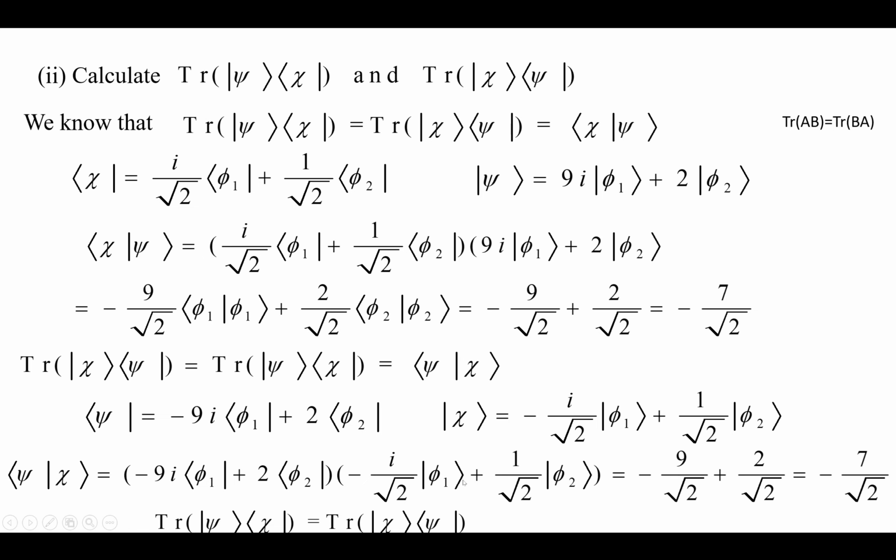As we discussed just now, only the terms phi 1 and phi 1 will play a role, and similarly phi 2 and phi 2 will play a role, not phi 1 and phi 2 or phi 2 phi 1, because we are talking about only the trace of a matrix. So accordingly we will get minus 9 by root 2 plus 2 by root 2, which is equal to minus 7 by root 2. So we can say that trace of AB equals trace of BA.